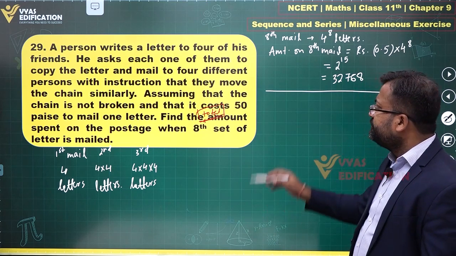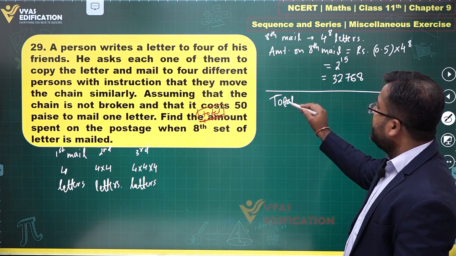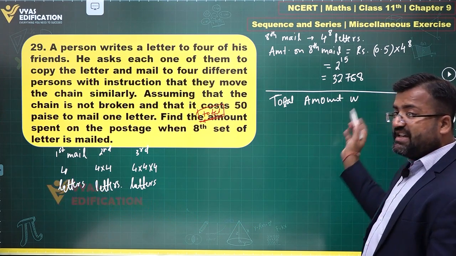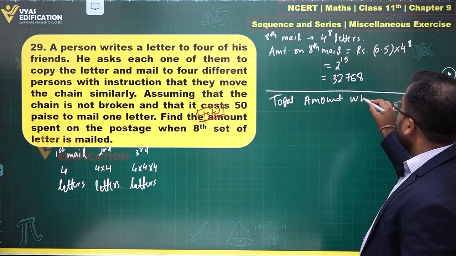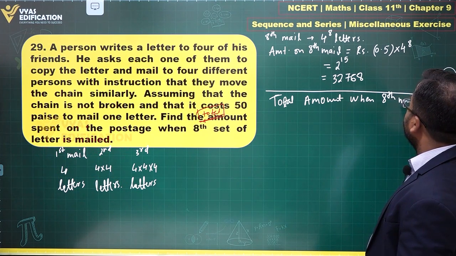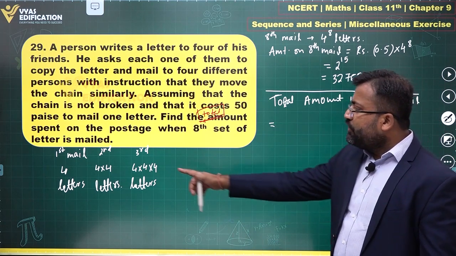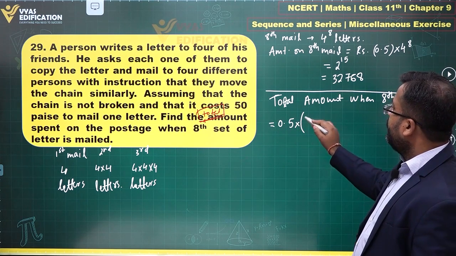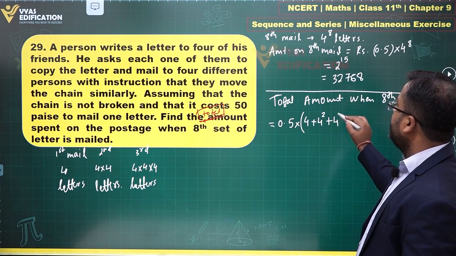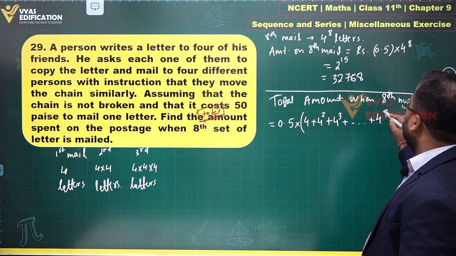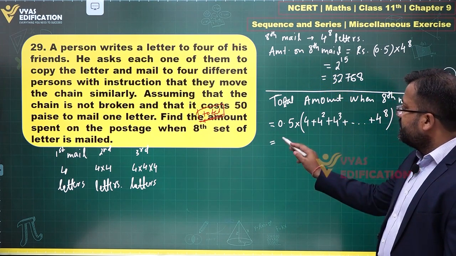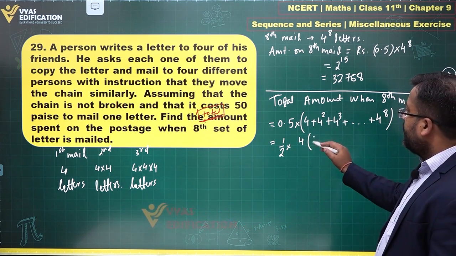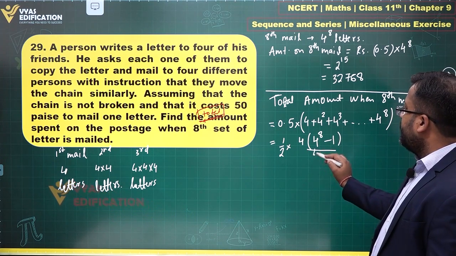And what about the total amount? The person should have clearly mentioned whether he is asking this or this. The total amount when the 8th mail is being conducted will be the sum total of all of these letters into 0.5. So 0.5 into 4 plus 4 square plus 4 power 3 plus dot dot dot plus 4 power 8. That's what you're interested in. This is a geometric progression. The sum will be the first term, 4, times common ratio power number of terms minus 1, upon common ratio minus 1.